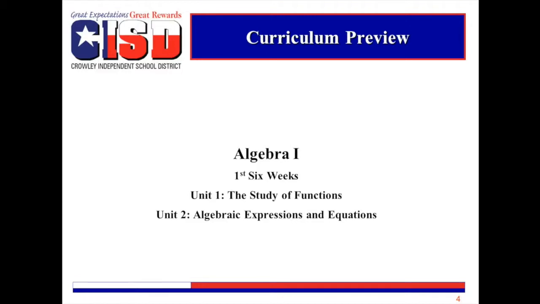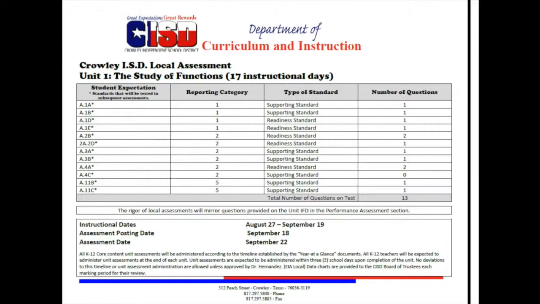Unit 1, the study of functions, and Unit 2, algebraic expressions and equations, are taught during the first 6 weeks. Please pause for a moment to review the Unit 1 Local Assessment Blueprint. As you can see, 17 instructional days will be utilized for Unit 1. The district has allowed for 2 days at the beginning of the 6 weeks for beginning of the year procedures. August 27th through September 19th are instructional days for Unit 1. The Unit 1 local assessment will be available for printing purposes on September 18th, and the unit should be assessed on September 22nd. Per the local assessment guidelines, teachers are to administer unit assessments within 3 school days upon completion of the unit.